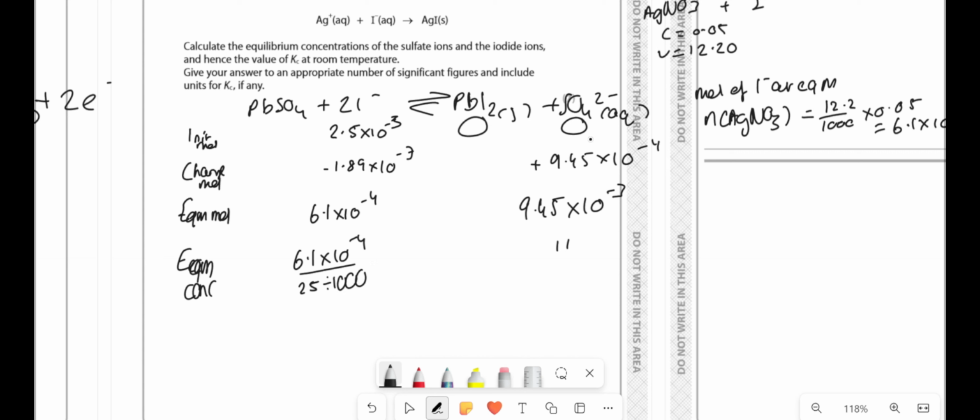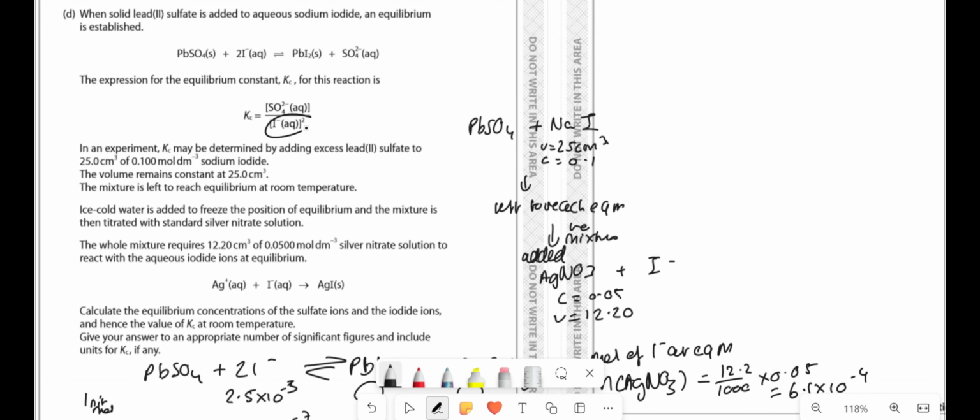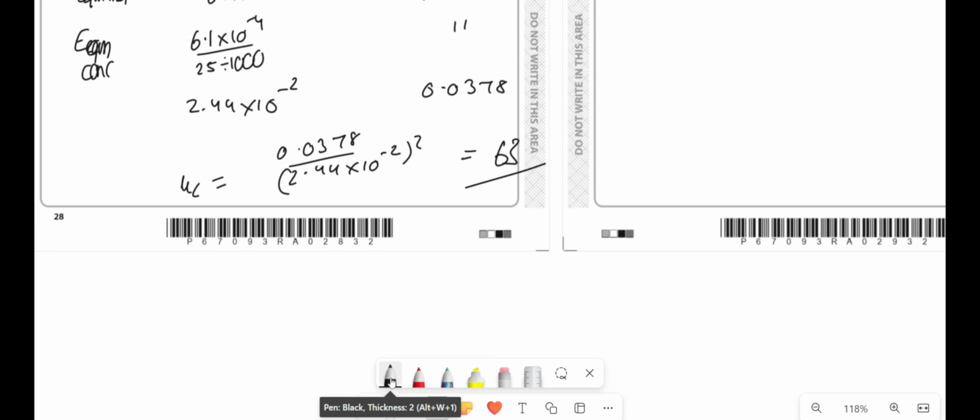So then your concentration of the SO42 minus is going to be 0.0378, and then your concentration of the I minus is going to be 2.44 times 10 to the minus 2. So Kc equals the concentration of this over the other one, so it's going to be 0.0378 over, and this is squared, the I minus at 2.44 times 10 to the minus 2, all squared. If we do that, we get 63.